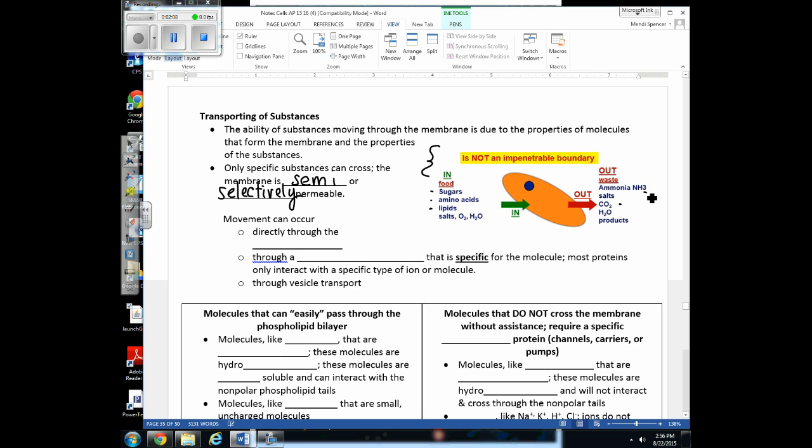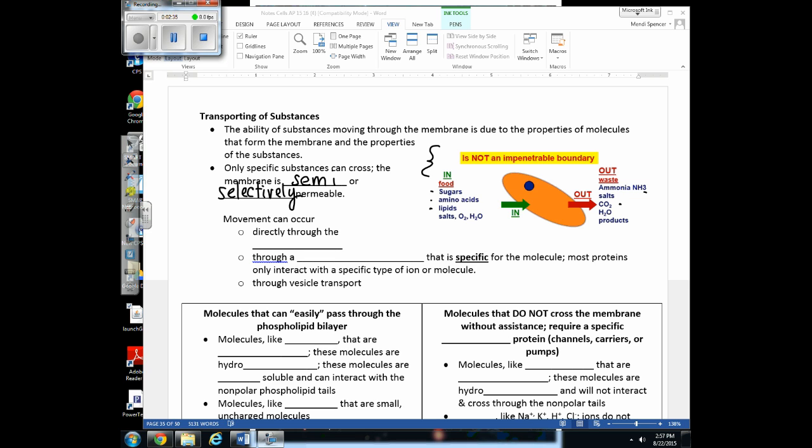Ammonia is considered a waste. Ammonia is produced by the breakdown of amino acids. And ammonia is a major component of urine. It gets converted into urea and then it gets excreted as urine. So it's a waste and it's going to be toxic to cells, so cells have to remove that waste. So molecules are constantly moving into the cell and out of the cell.